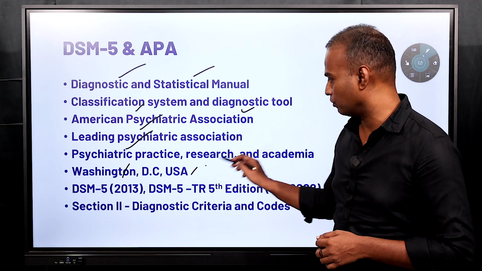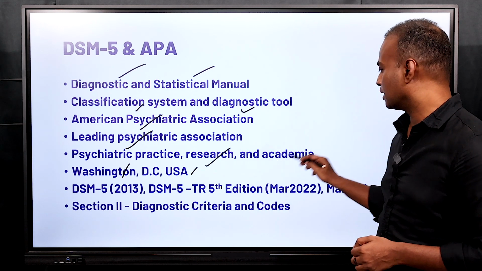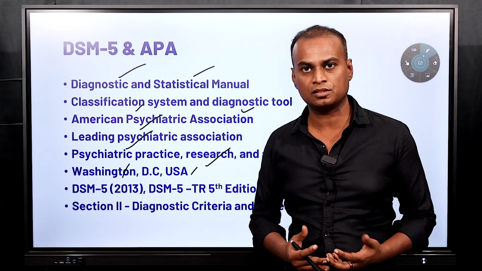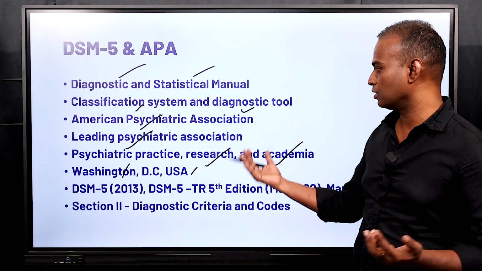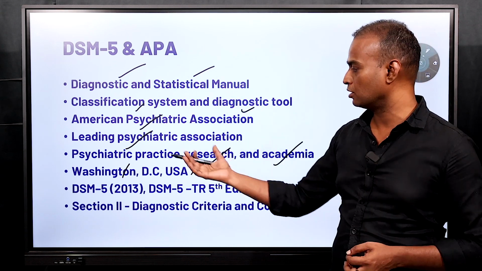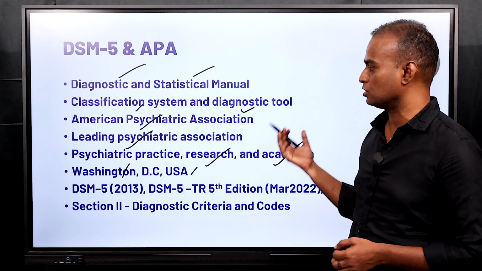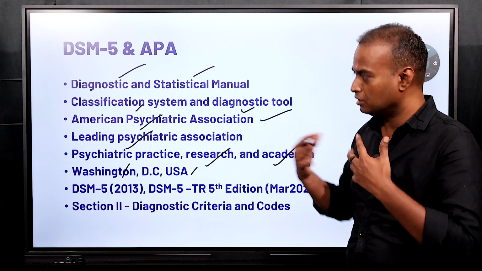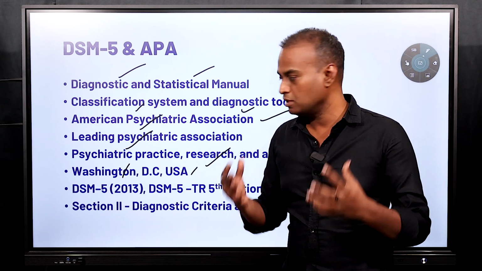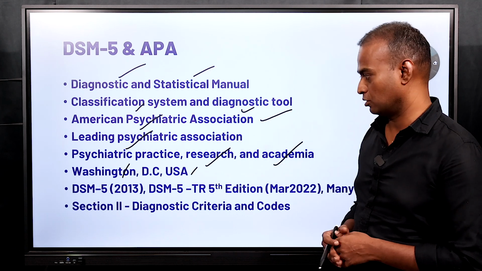In the same way, you have researchers who research psychological disorders, and also academia. Academia means you will have students, professors, and lecturers in it, whoever is associated with psychology, psychiatry, and psychological disorders. Those people formed an association in the US. That association is the American Psychological Association. They developed this DSM-5. Based on this, we will discuss obsessive compulsive disorders.